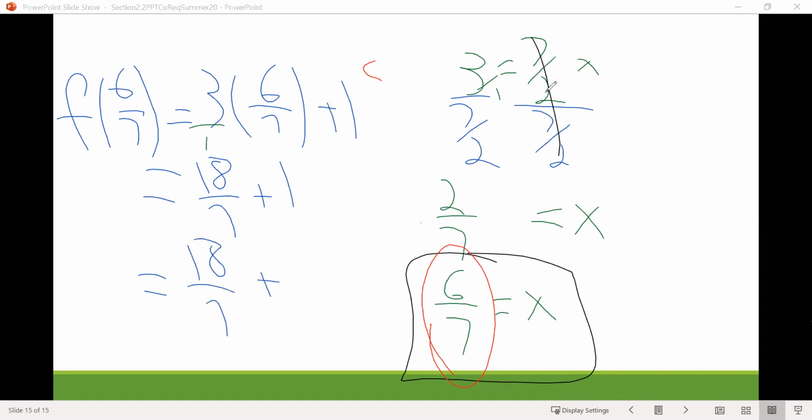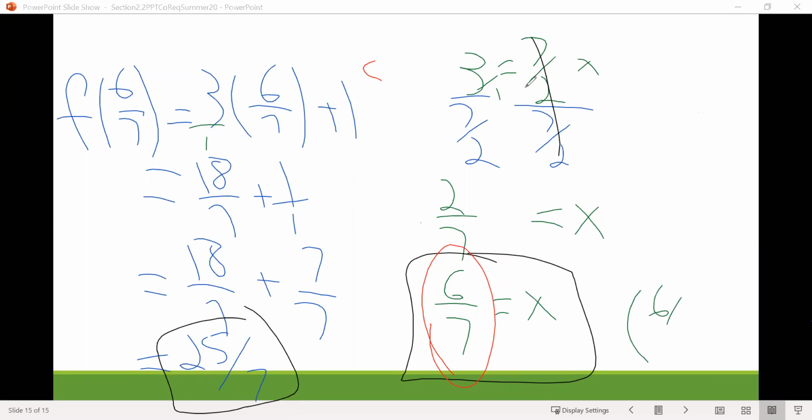18/7 plus the 1, we can make 1/1. Again, make the common denominator, which would be 7 here, so I have 7/7. Add the two fractions, which then gives us 25/7. Again, we just add the top. So that would be our output value. So therefore, we now have that our point of intersection should be (6/7, 25/7). Okay?